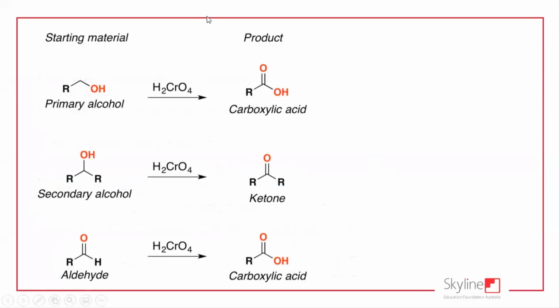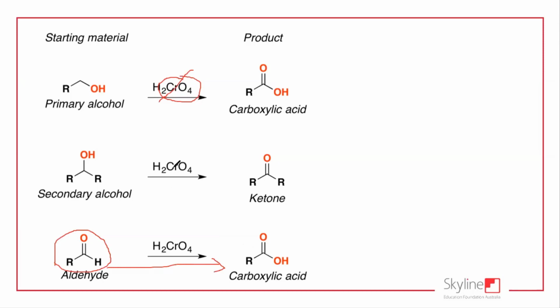This is what it looks like. So essentially, when we have this, here we've used CrO4. We don't need to know that one for VCE. Here we have a primary alcohol. So this is the end of a chain. That's going to become a carboxylic acid when oxidized. A secondary, where we have the OH in the middle of a chain, that's going to become a ketone. The other thing you have to know is that an aldehyde will also become a carboxylic acid.